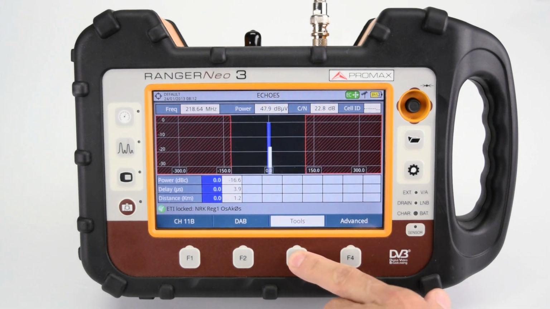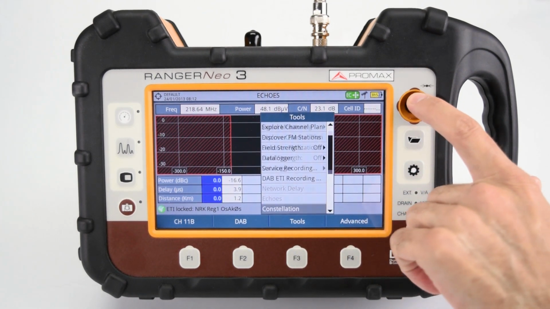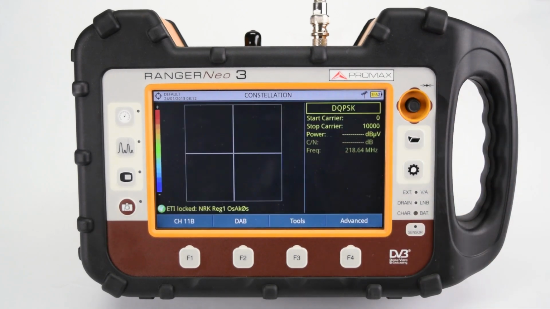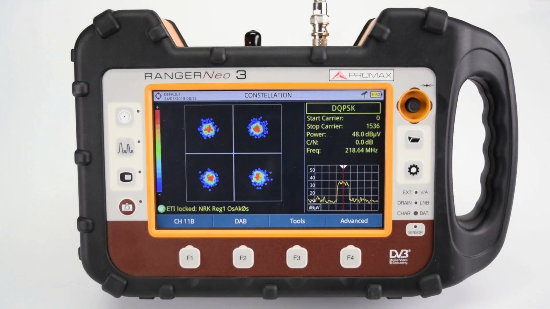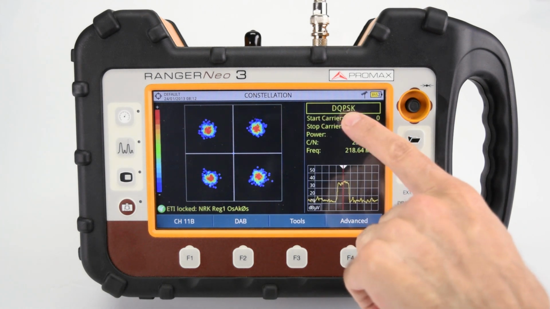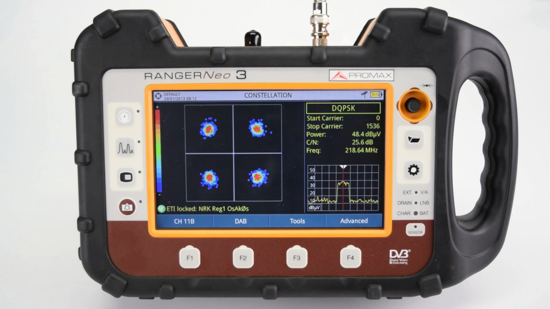If we go back to Tools and scroll down, we have also the Constellation Diagram. DAB is using DQPSK, which is a differential modulation. It means that although the constellation has 8 points, because only phase differences matter, there are only 4 states possible. Not very easy to understand unless you go deeper into the matter, but we show these 4 states on this diagram.